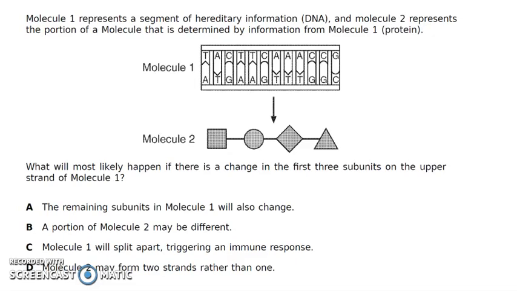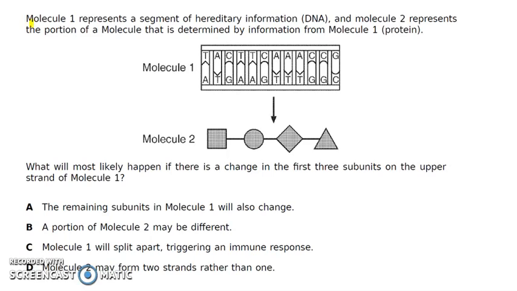Molecule 1 represents a segment of hereditary information, DNA, and molecule 2 represents the portion of a molecule that is determined by information from molecule 1, which is a protein. What will most likely happen if there is a change in the first three subunits on the upper strand of molecule 1? So let's highlight some important things first.